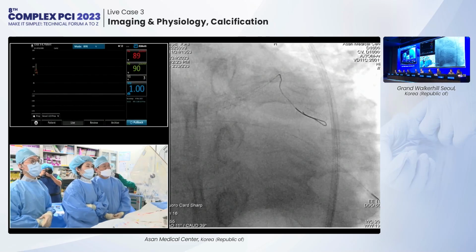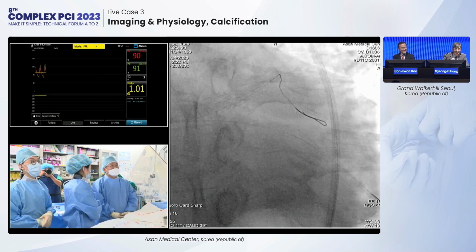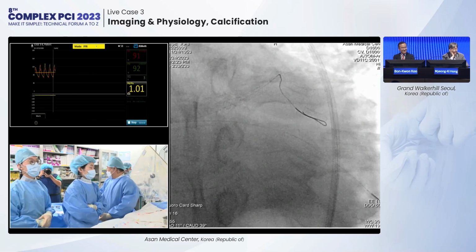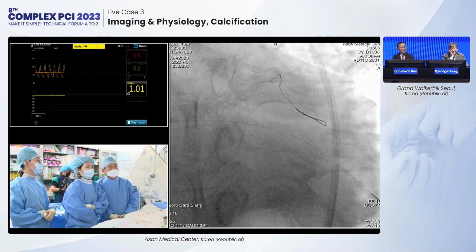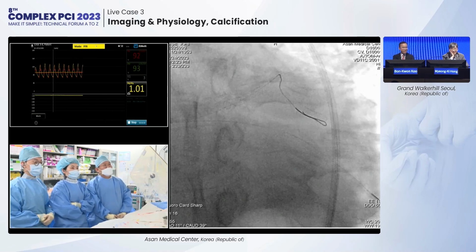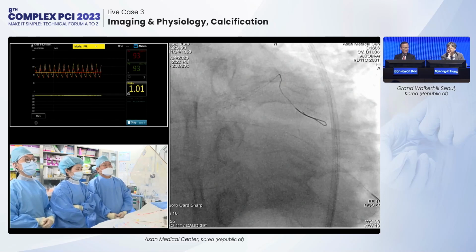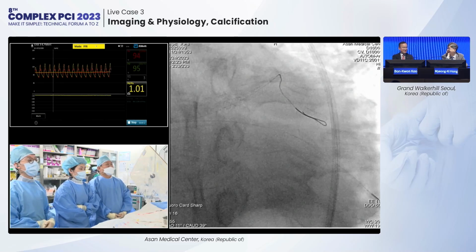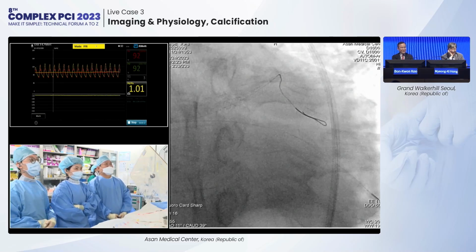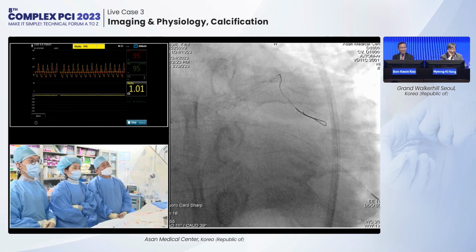Okay, keep going. Please show us the final result. This is a very unexpected finding. So could you infuse the adenosine, 140 microgram per kg per minute, the usual infusion rate. That is around 0.78, 0.78 to 0.82. That's an interesting case because the resting is normal. So let's see on the hyperemic image.